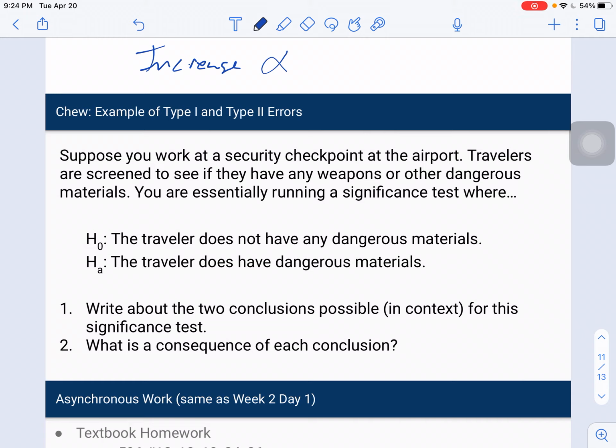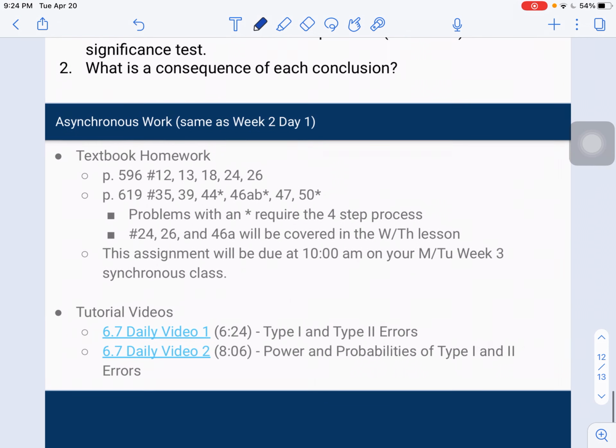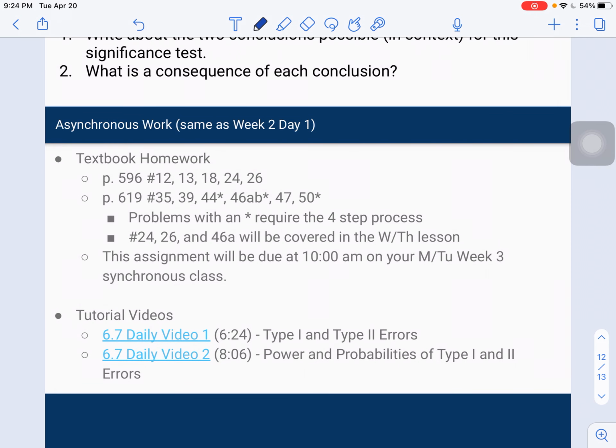Okay, so that is that example of a type 1 and type 2 error. Okay, so we're just about to the end here. Asynchronous work is the same as, I had this exact same slide in the day 1 video. So this is the same problem set. Hopefully you've got a good start on that. Since I've gone through type 1 and type 2 errors, you now can do these 3 problems if you were waiting to do those. If you haven't watched these 2 videos yet, please do so for your asynchronous work this week.